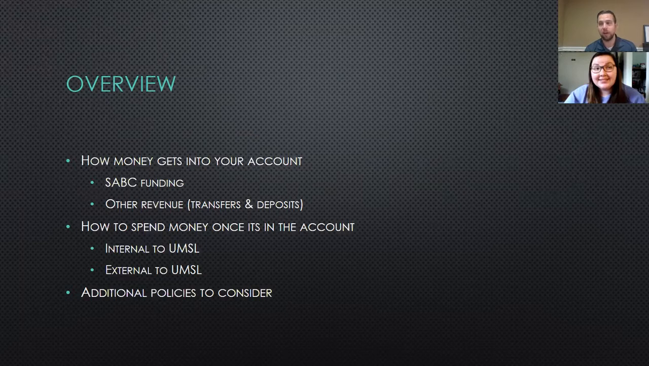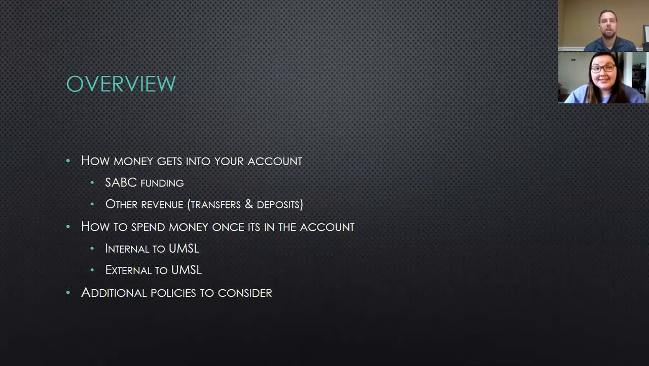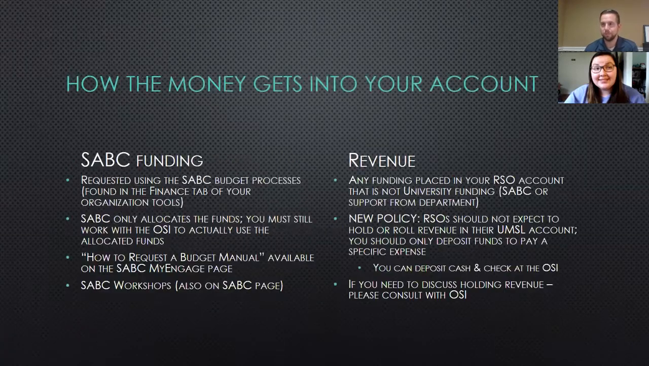Once the money is in your account, we need to talk about how to access it and how to use it. So we're going to talk about how to spend your money. There are a variety of different ways to do that, depending on whether you are paying something internal to UMSL or external, a third party outside of UMSL. So we'll talk about all of those options. And then we'll just mention a few additional policies that you'll want to be aware of.